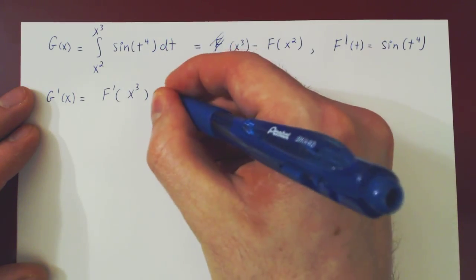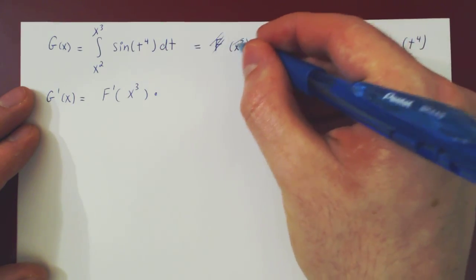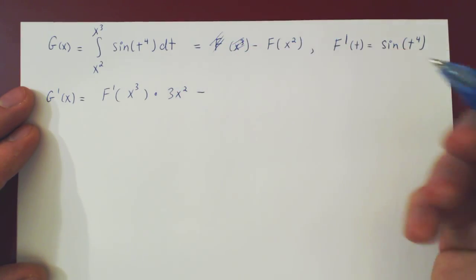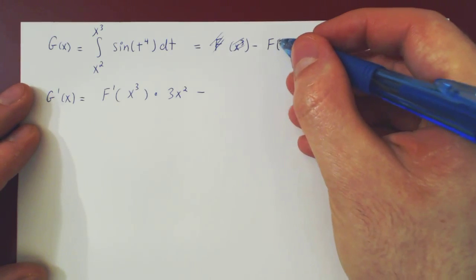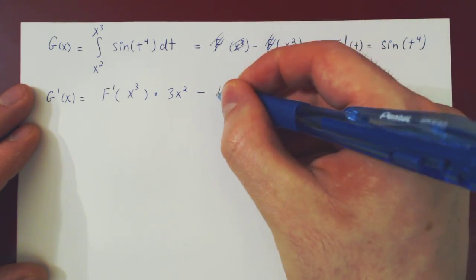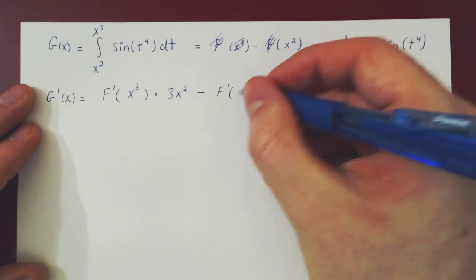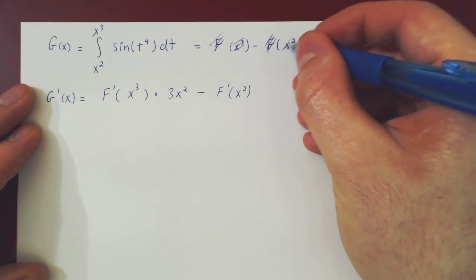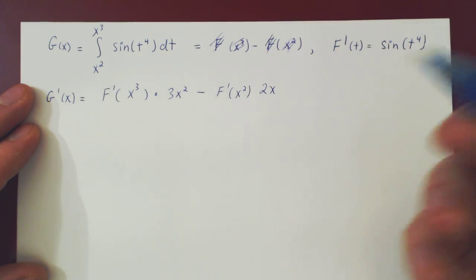Chain rule times the derivative of what's left over, which is 3x squared. Minus, we repeat, the derivative of the outside function, big F prime, of what? Of x squared, times the derivative of x squared, chain rule, 2x. Now we're basically done.